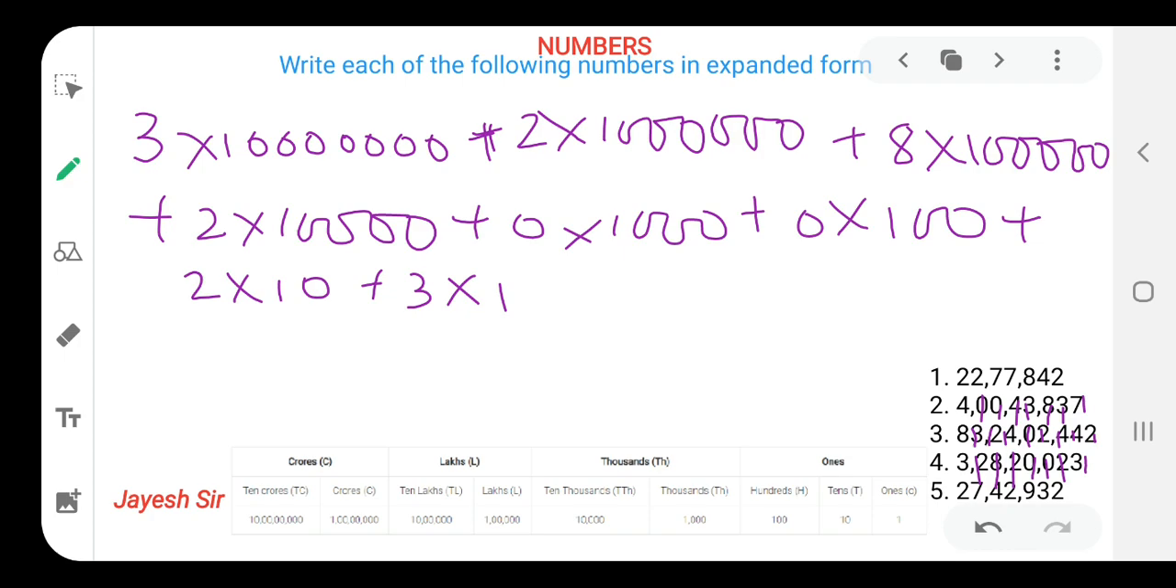So this can further be solved. We have to just skip 2 steps, that means 0 multiplied by 1000 and 0 multiplied by 100 won't be there in our next step. So I am erasing it over here. So this is our next step, friends.